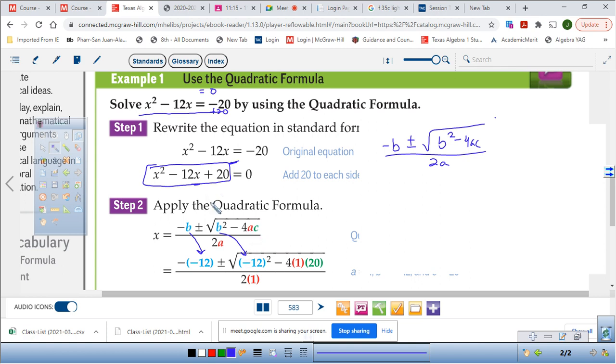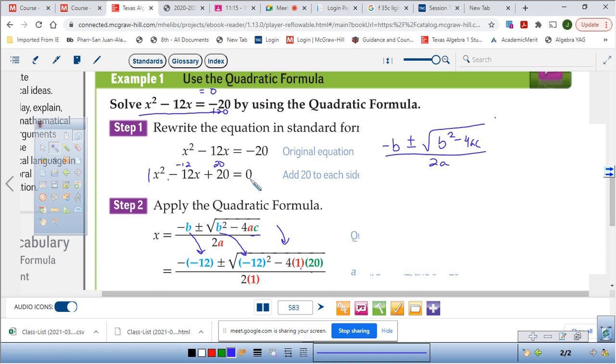Anywhere you have plus or minus square root of b squared, we took care of that, minus 4ac, 4 times a times c. 4 times a is 1, c is 20, all over 2a. Okay, so I'm going to plug it in here exactly the way I would do it if I was working it out. I'm just showing you this is how the book came up with this. This is the 1, this is a negative 12, this is a 20.